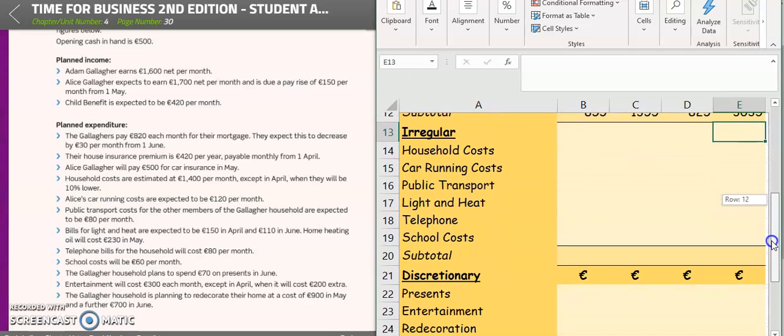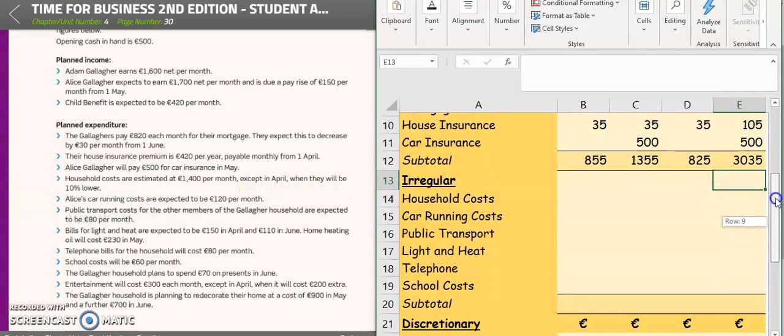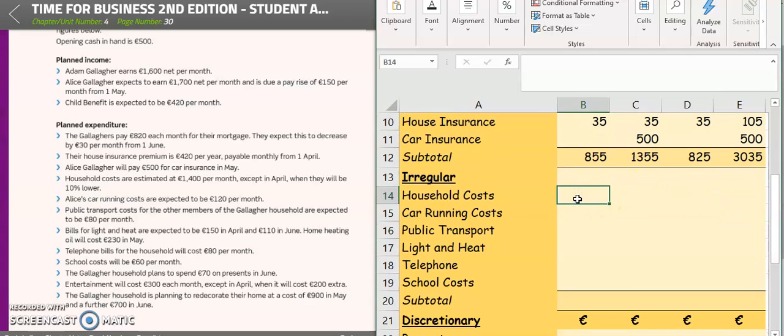Your next section we have then is irregular. So we're starting with household costs. Household costs are expected to be $1,400 per month, except in April when they'll be 10% lower. So let's have a look. We're starting off in April, they're going to be 10% lower. So that's going to be 90%. There are different ways you can do that. You can put into your calculator 1,400, multiply that by 0.9. That's going to give you your answer of 1,260.